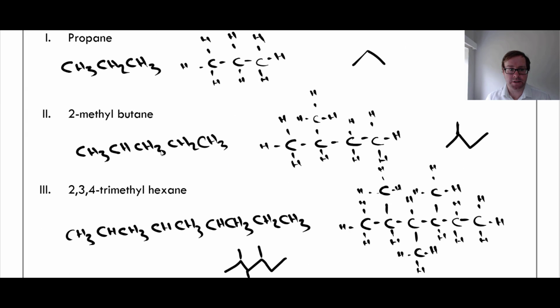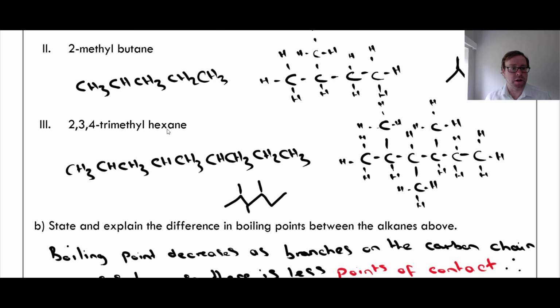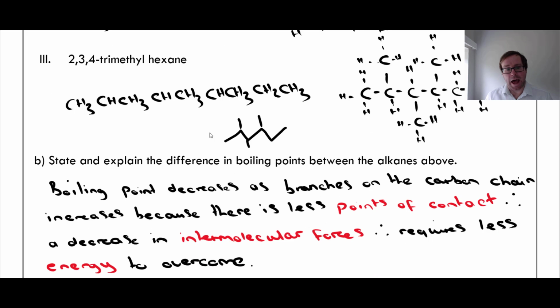2-methylbutane should look like this. And 2,3,4-trimethylhexane should look like this for my structural. For my displayed, which took a long time to draw, as you're probably aware. And this is my skeletal. So we usually use skeletal because it takes a tenth of the time to draw compared to structural or displayed. And also, when we come on to functional groups, I'll explain why we use skeletal as well.